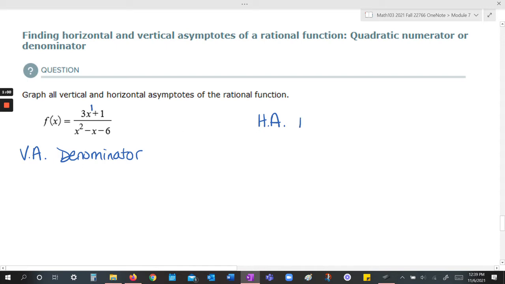So if the degree of the numerator is less than the degree of the denominator, which is what we have here, right? 1 is less than 2. Then you don't have to do much. Your horizontal asymptote is just going to be y equals 0, or the x-axis.